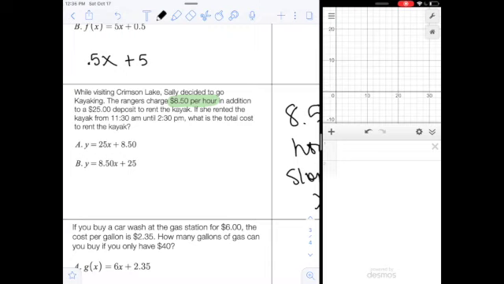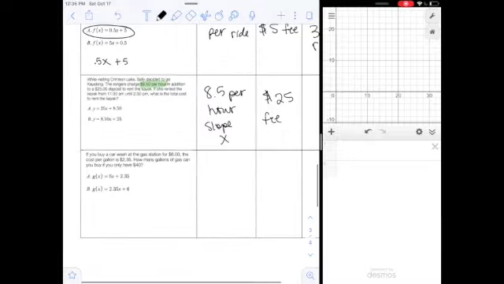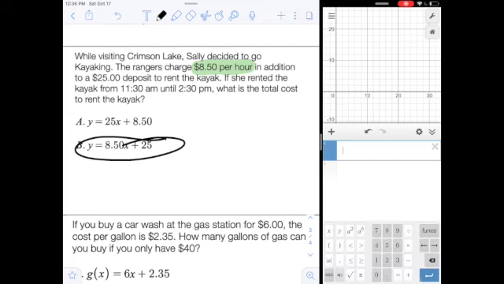Then it says an addition of $25 for the deposit. That $25, guys, is not going to change. So that is your fee to rent the kayak. So that's not going to change. So that's not your slope. So in writing this, your $8.50 has to go with your x because your slope always has to go with your x. And your $25 is going to be all by itself. So we're going to be choosing our B.